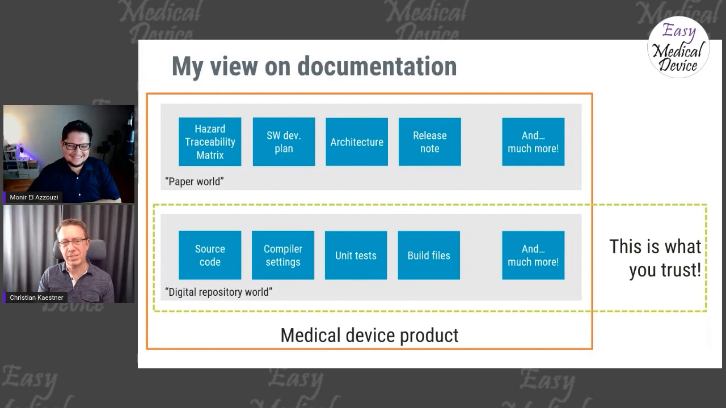But what we really trust is the output from the digital repository world. Because when I press compile, that ends up in a binary, and that goes out. And there's no signature on this. There's no one in the traditional meaning reviewing it, unless you print all your source code and sign the papers. But I doubt you do that, right?